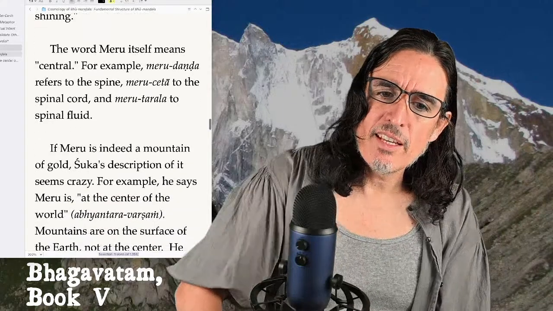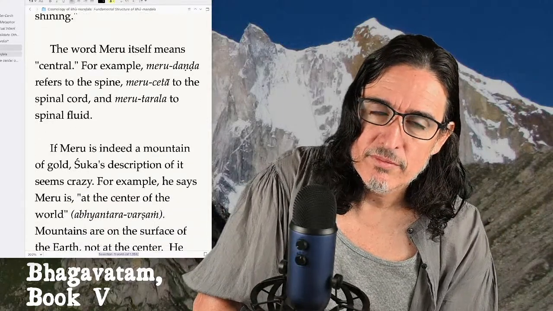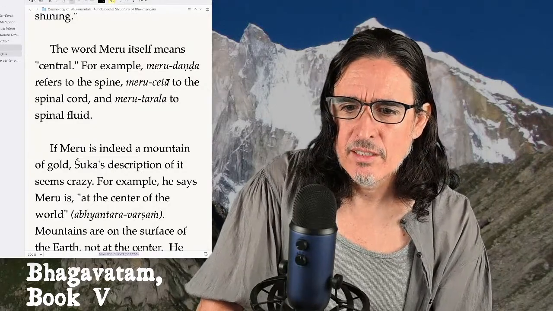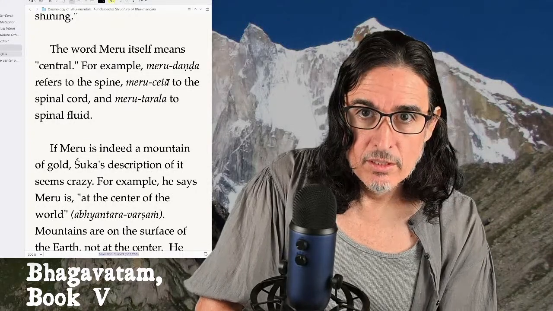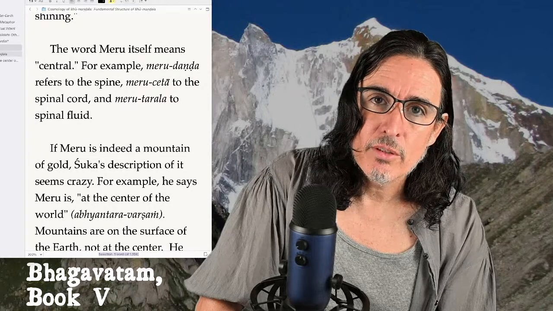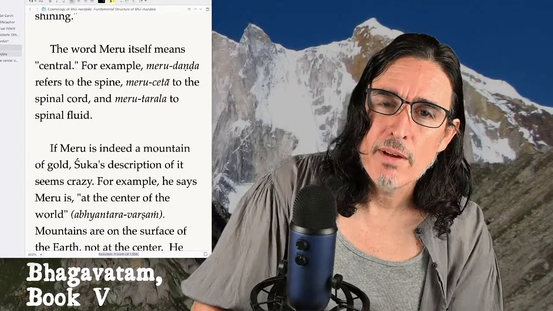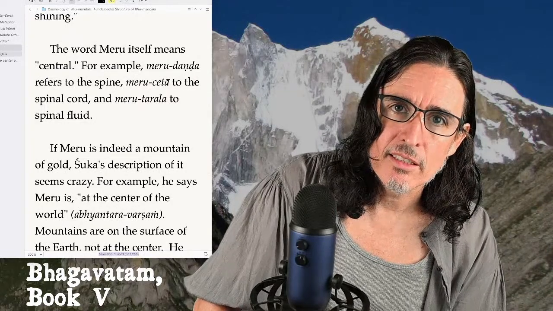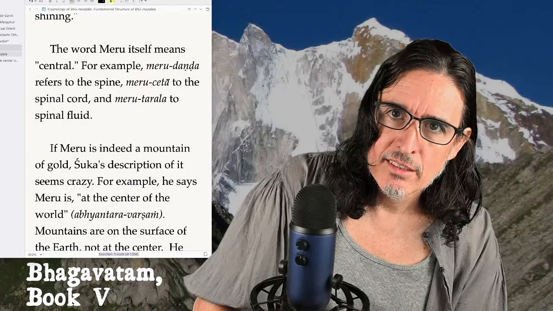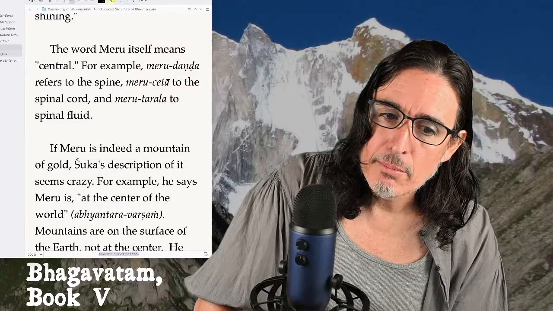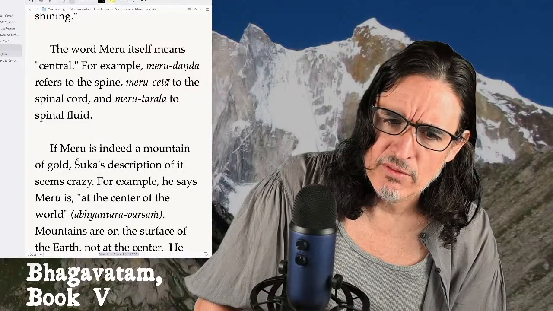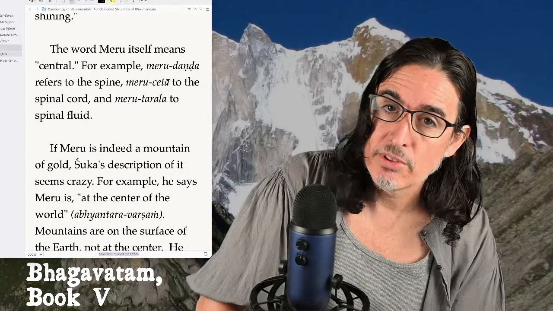If Meru is indeed a mountain of gold, then Shuka's description of it seems crazy. So many people will say, hey bro, smoke this or chant this and trip out on this. There's this gigantic upside down mountain of gold and we can't see it. Nobody saw it. Or the scientists are telling us it's not there. Let's go find it. So let's check out that possibility. If Meru is indeed a mountain of gold, then Shuka's description of it seems quite bizarre or crazy.